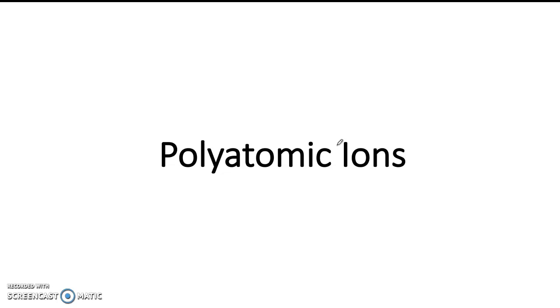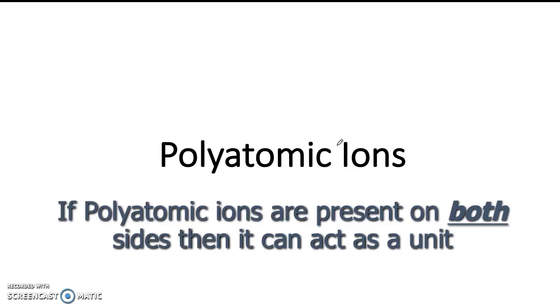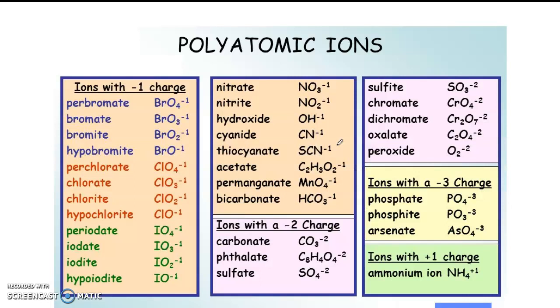Next problem deals with polyatomic ions. Polyatomic ions are a very important group of ions. If you see a polyatomic ion, you've got to stop for 1 second. If a polyatomic ion is present on both sides, it can act as a unit. What do I mean by that? Well, if you have a ClO3 on one side and a ClO3 on the other, they act as a unit. If you have any of these polyatomic ions, we learned this in the naming chapter.